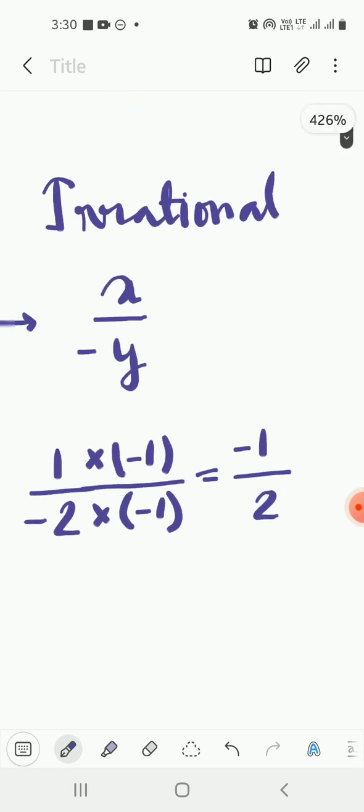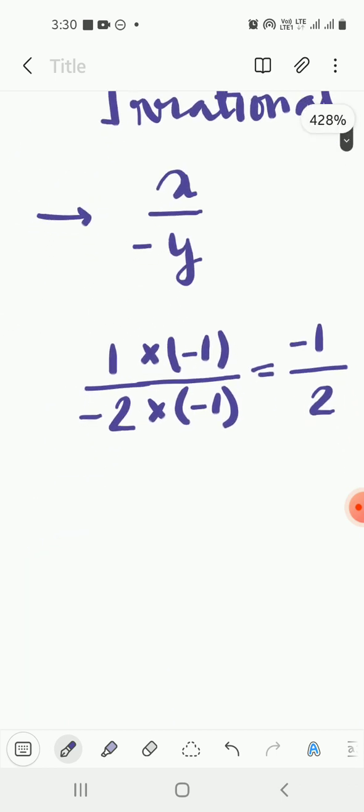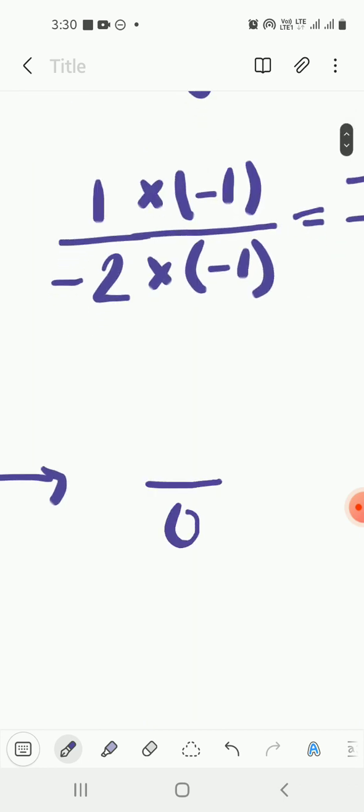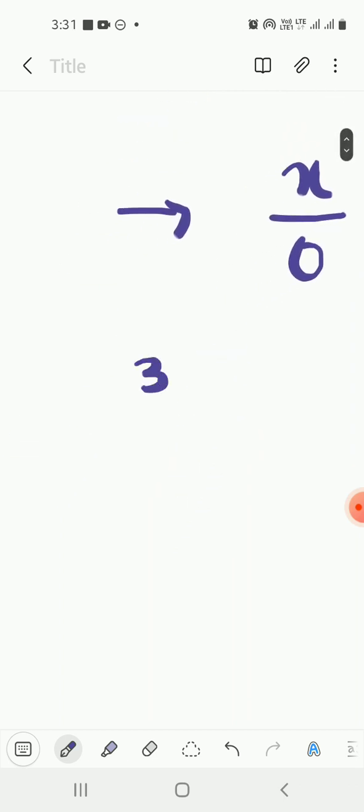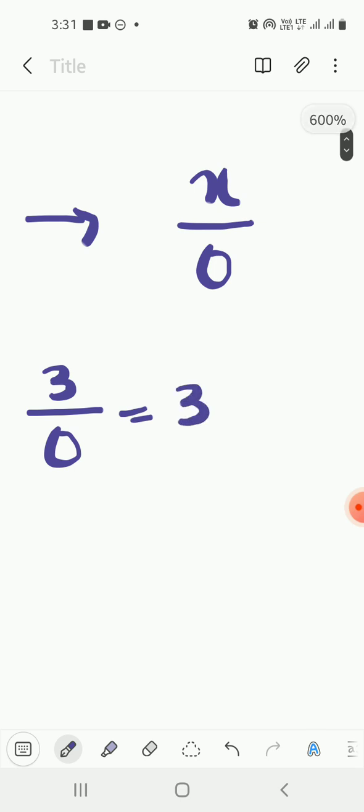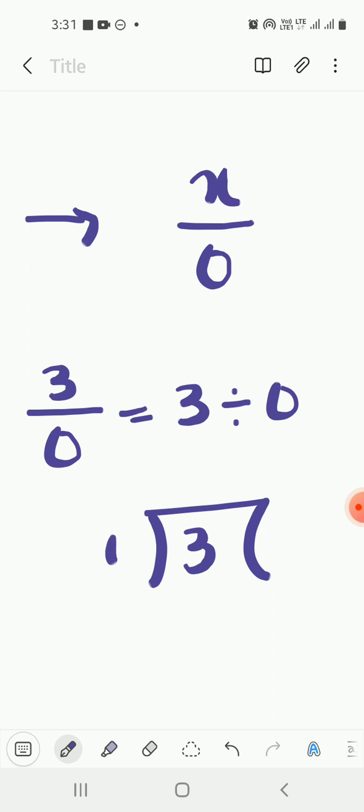The second type of irrational number is a number which has a 0 in its denominator, like x by 0. Why is it irrational? For an example, 3 by 0. This is an irrational number. How can I say this is an irrational number? Because this would mean 3 is divided by 0. So let's try to divide 3 with 0.